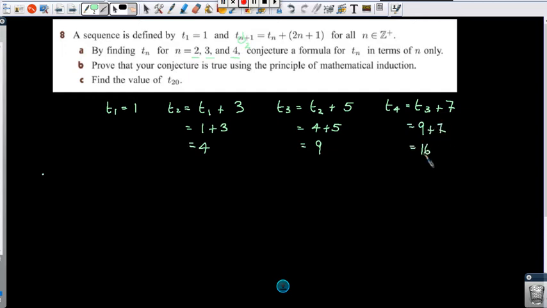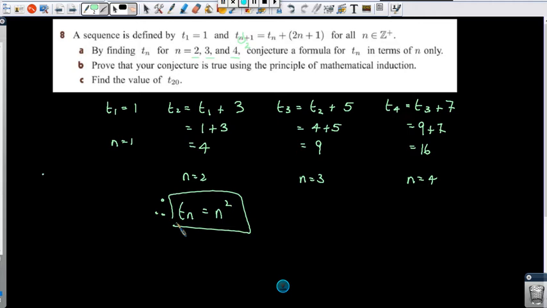Now, if you don't see the pattern, you probably have to keep on going. But this is when n is 1, I get 1. When n is 2, I get 4. When n is 3, I get 9. Aha! When n is 4, I get 16. So, from looking at that, we can say, therefore, the nth term is n squared. So you've now got your rule, and you're going to do what we've just done before. Does that make sense? And you will do the same thing for number 9.